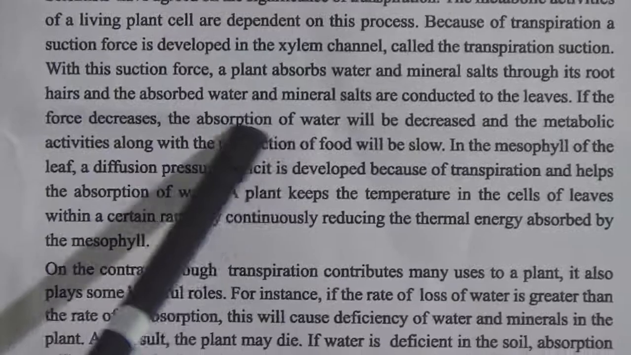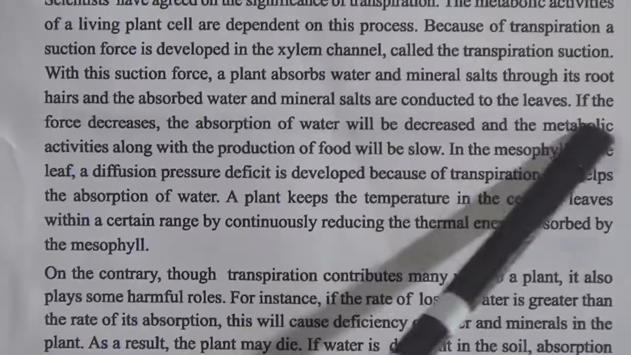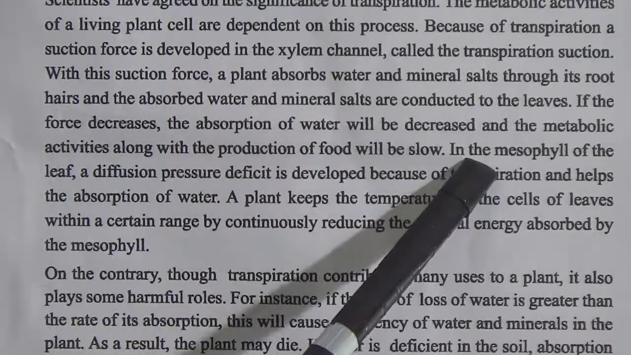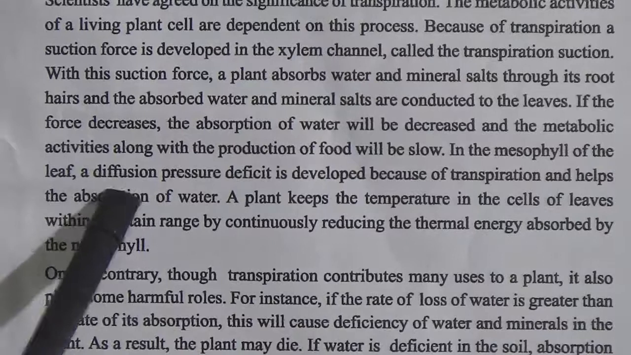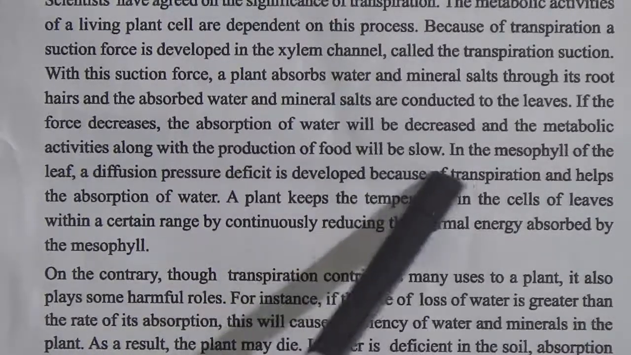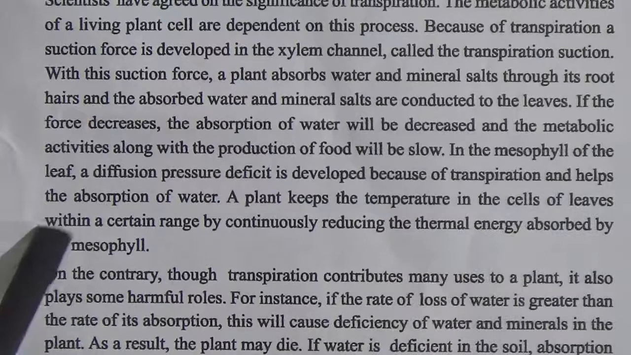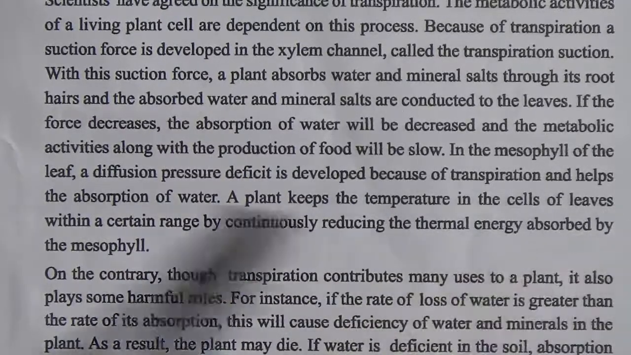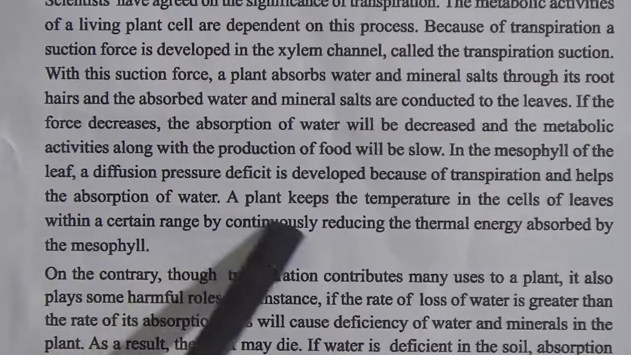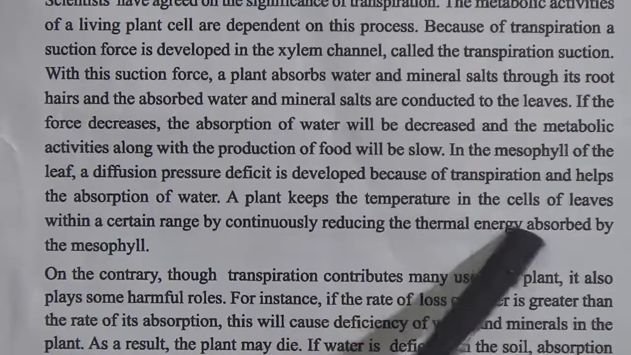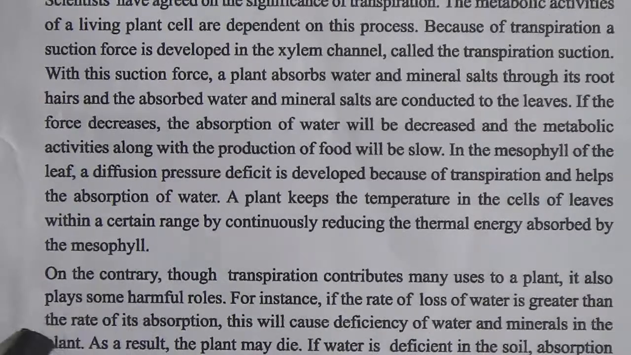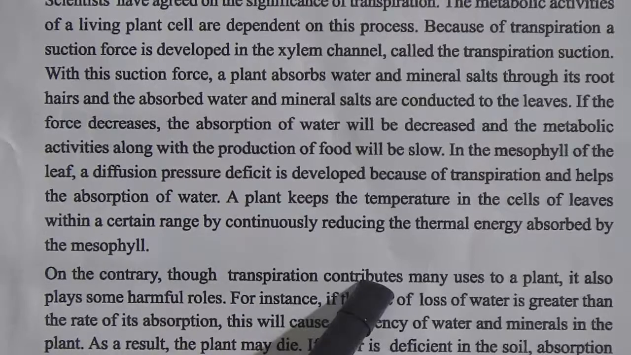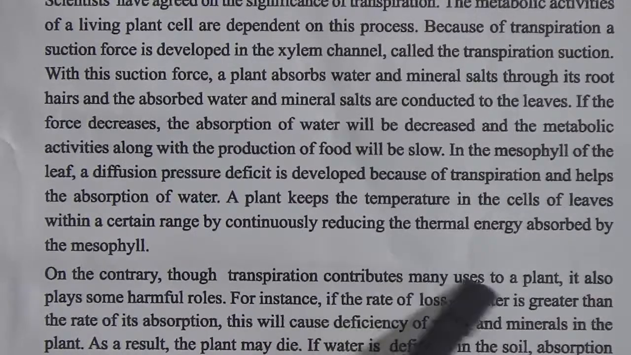If the force decreases, the absorption of water will decrease, and the metabolic activities along with production of food will be slow. And in the mesophyll of the leaf, a diffusion pressure deficit develops because of transpiration and helps the absorption of water. A plant keeps the temperature in the cells of the leaf within a certain range by continuously reducing the thermal energy absorbed by the mesophyll. On the contrary, transpiration contributes many uses to a plant.